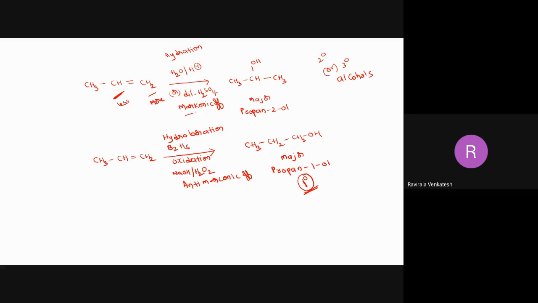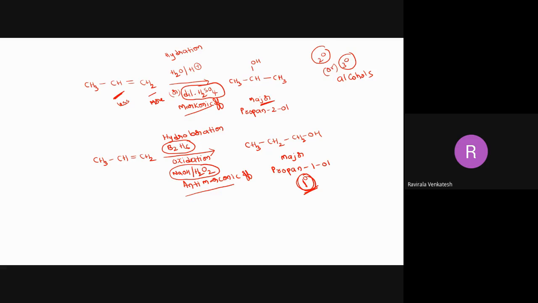Here it is a Markovnikov product. Here it is an anti-Markovnikov product. Here the major product will be secondary or tertiary. Here the major will be primary. What are the reagents we are taking? B2H6 and NaOH in presence of hydrogen peroxide. Here the reagent is dilute H2SO4.